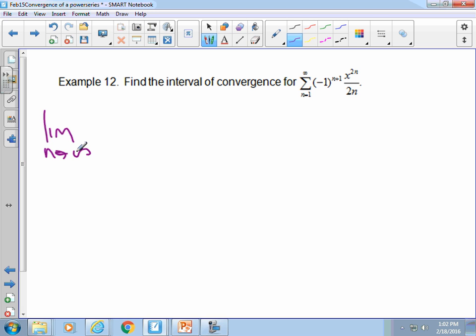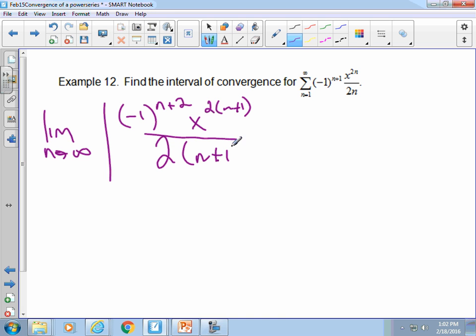The limit as n approaches infinity of -1 to the n plus 2. Are y'all okay with me writing n plus 2, n plus 1 plus 1? x to the 2 times n plus 1 over 2 times n plus 1. And are y'all okay if I go ahead and flip and multiply instead of writing a division and then doing it? 2n over, and the -1 can go either place since it's just -1.